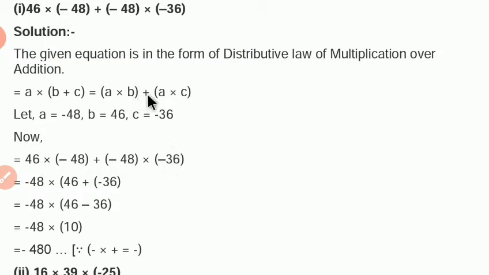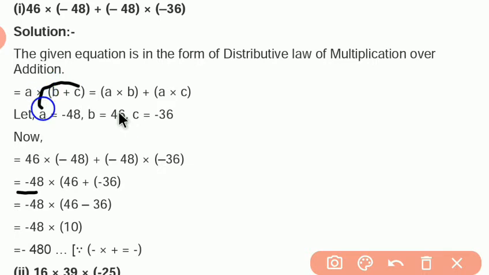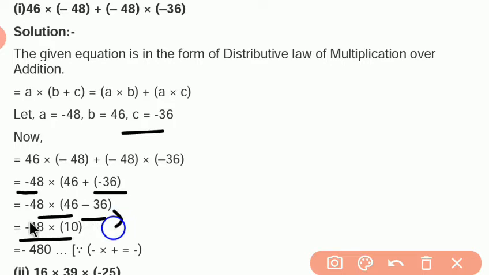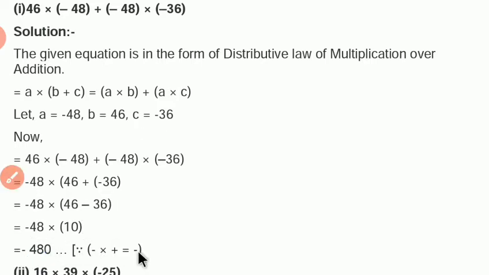It is given in the form of a into b plus a into c. Now we'll change it into a into bracket b plus c. So first we'll write the value of a, which is minus 48, into b, which is 46. So put the value of b, 46, plus c, which is minus 36. So in the bracket we write minus 36. Now we have to solve minus 48 into 46 plus minus 36. Bracket means first we have to solve this. So minus 48 as it is, 46 minus 36 is 10. Now if you multiply 48 into 10, you'll get minus 480, since plus into minus is minus.